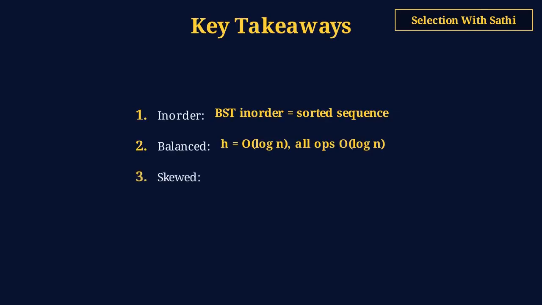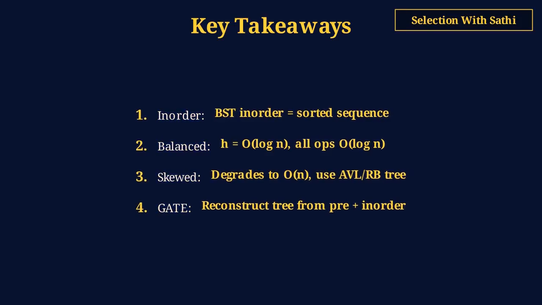Key revision points. Inorder of BST gives sorted output. Use this to verify BST property. Balanced BST gives O(log n) operations. A skewed BST degrades to O(n), so use AVL or red-black trees. GATE favorite question: reconstruct a tree from Preorder and Inorder sequences.